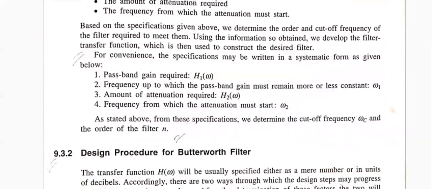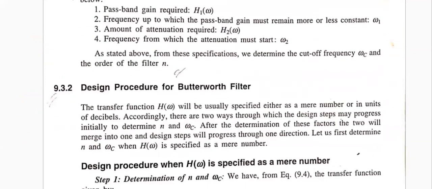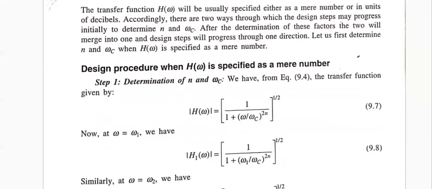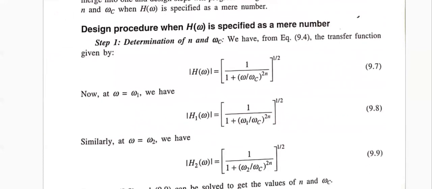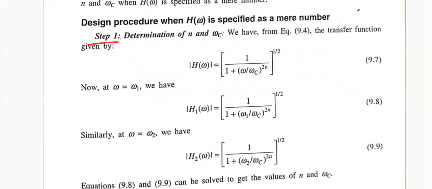So it has been discussed here. What are the parameters we need? We need these four parameters to start the design of the filter. Design procedure for the Butterworth filter. They have given the examples. First of all, the core architecture, the general structure, and after that, they are explaining the things with the examples. So step number one is determination of the order n and omega C.